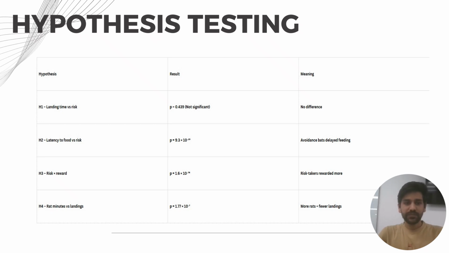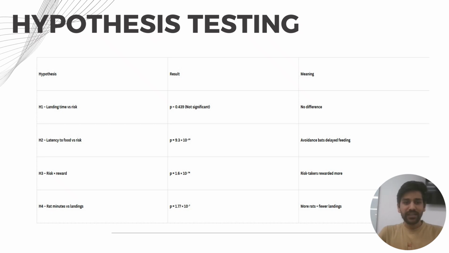Hypothesis 3, risk versus reward. Next, we'll look at whether risk-taking behavior leads to more rewards. The result was p equals 1.6 times 10 to the power minus 78, highly significant. This means that bats which took risks were more likely to get food, showing a clear risk-reward trade-off.